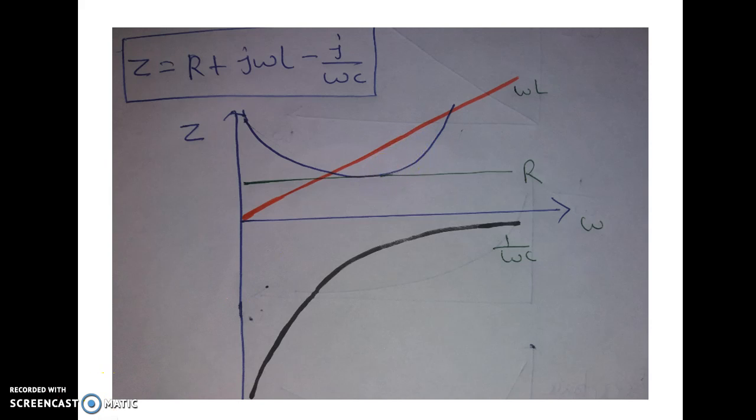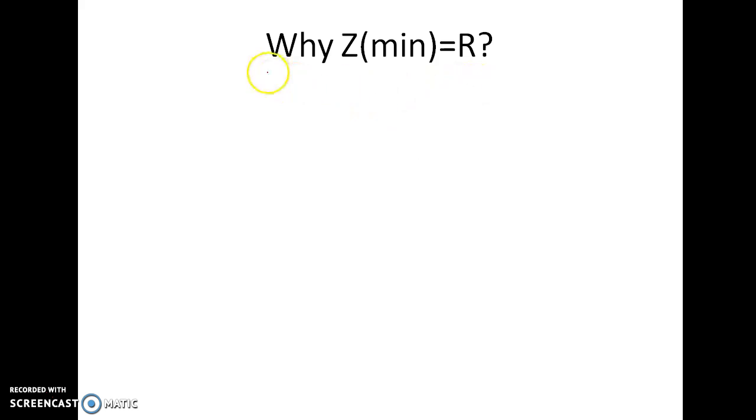Now one very important question comes here: why have I plotted Z minimum as R? See this portion here. The minimum value of Z for any value of omega is R. Why is this happening? I will show you. That is the question: why is Z minimum equal to the series resistance?